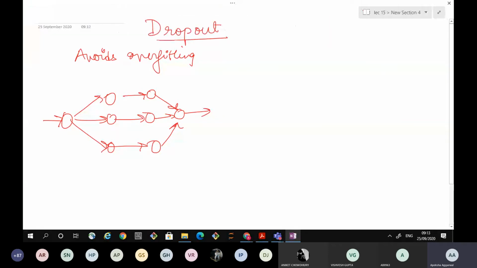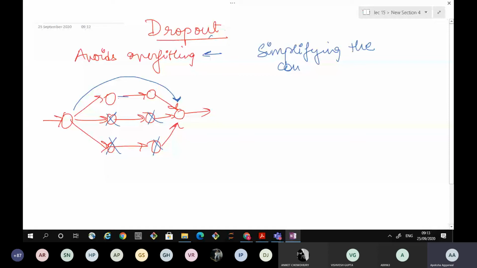Suppose it has removed this node and this node. Sorry, not the output node, because there would be no output then. So randomly it has removed, suppose, these four nodes. Now your neural network has become a simple linear function of this node, this node, this node, and this node. So that is why dropout: instead of doing so many multiplications of all these features, it is simplifying your complex function. That is what we wanted to do.